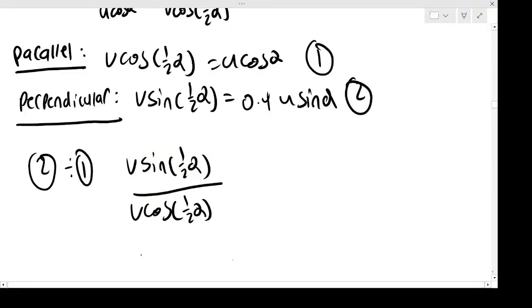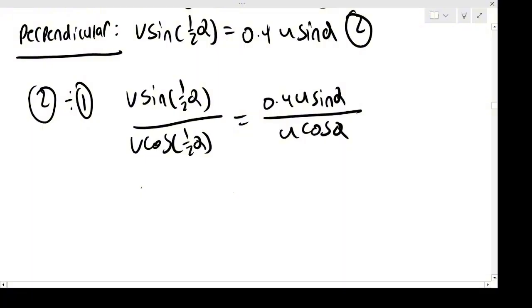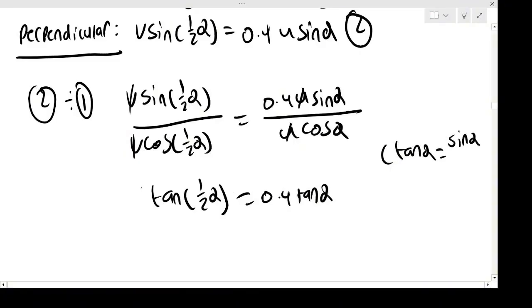Hopefully you can see the simplification there. That's going to be 0.4 u sin alpha over u cos alpha. With a trig identity, these two fractions simplify: the u's cancel, and sine over cos of the angle goes to tan, so tan of half alpha equals 0.4 tan alpha. Hopefully you're happy with that. This is using the identity that tan is sine over cos, which hopefully you are comfortable with from normal maths. But there we are.